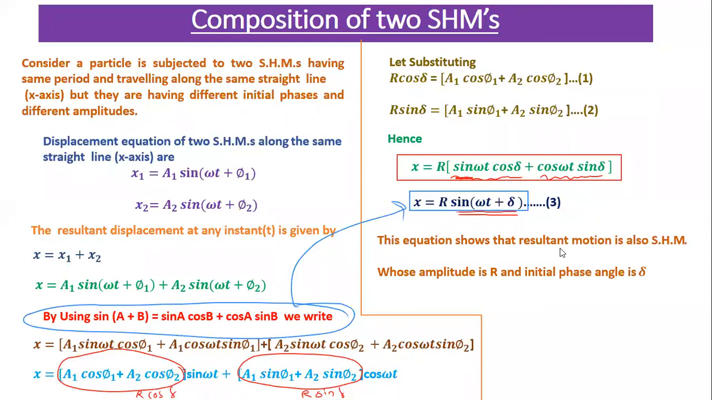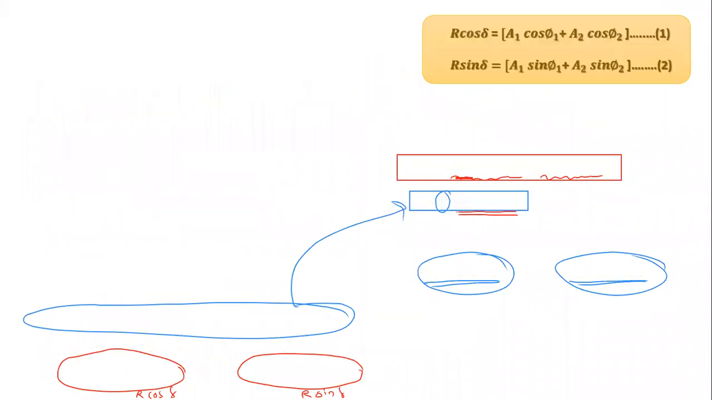In this equation, this R is the resultant amplitude, this omega t plus delta is the total phase, and this delta is the phase angle. Now here we have to obtain the expression for R as well as the expression for delta. Both the expressions we have to obtain. So the next article is resultant amplitude, meaning the expression of capital R.